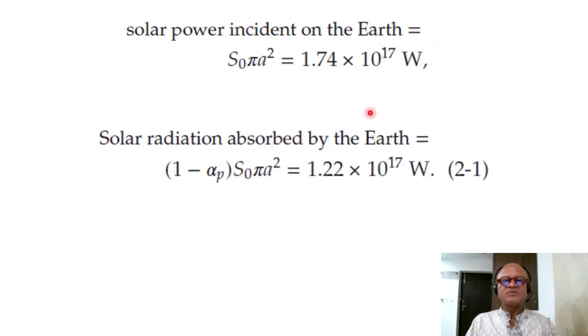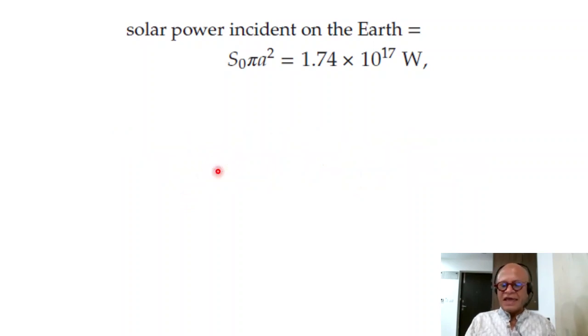Solar radiation absorbed by the Earth is going to be reduced by the effective albedo, which is 30%, as I said. So only 1 minus the albedo is what is kept in the system, because 30% is reflected. So about 70% of this number is this 1.22 times 10 to the 17 watt. Okay, so just remember, this is about 0.3. This is the average.